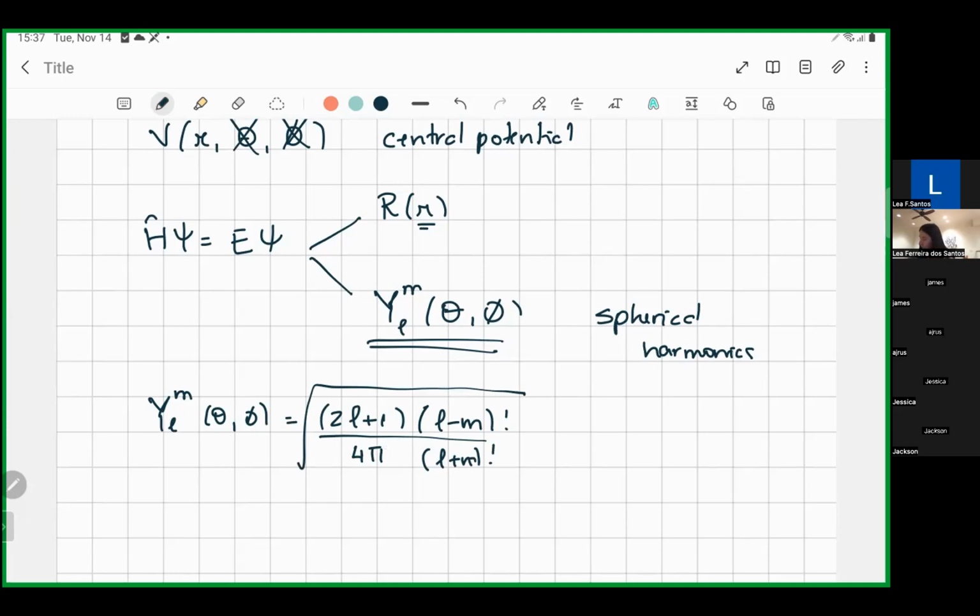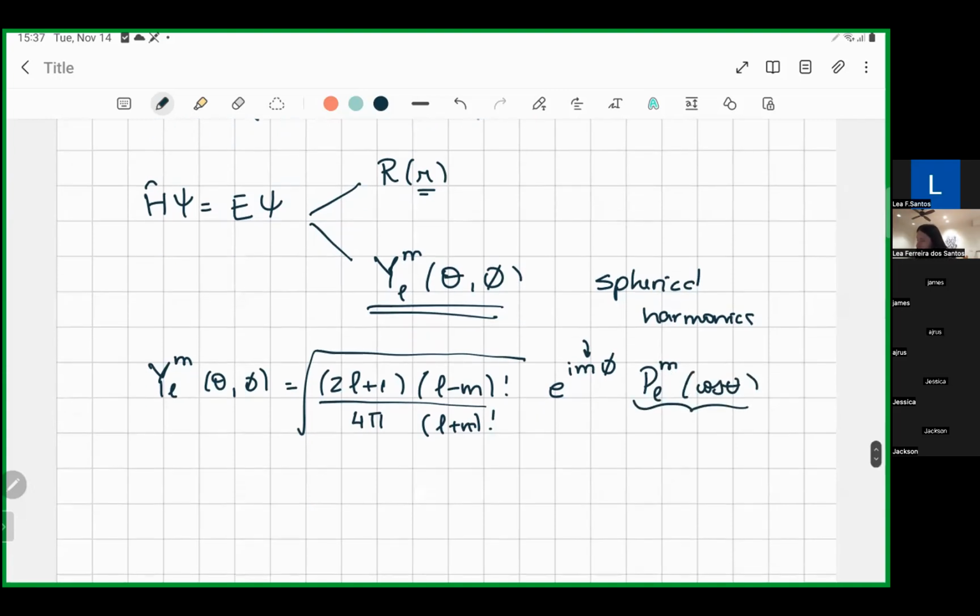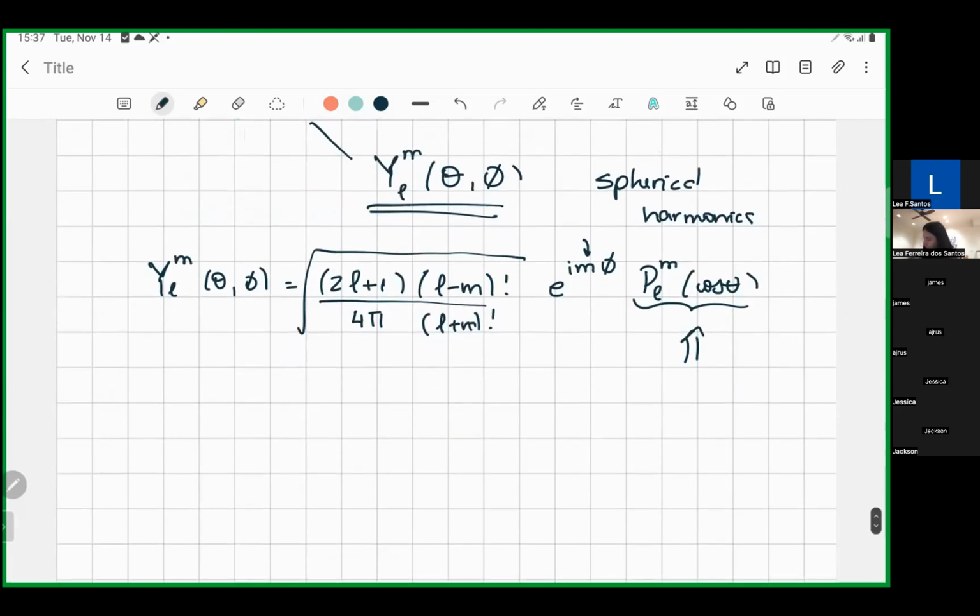And then what else? Then there is the part that depends on the angle phi, which is the one that comes with that M, the integer value. And there is this P_L^M of cosine theta. This is what we said is the associated Legendre function. And there was an equation to solve to find these ones.